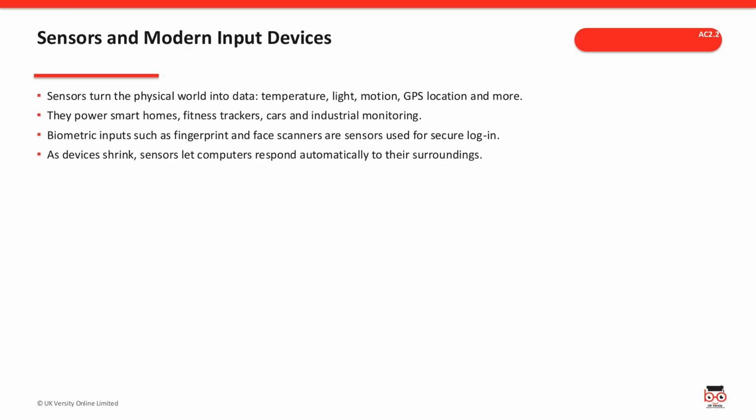Sensors deserve a slide of their own because they're quietly everywhere. They turn the physical world into data, measuring temperature, light, motion, or your GPS location. And they power smart homes, fitness trackers, cars, and industrial monitoring. Biometric inputs like fingerprint and face scanners are really just sensors used for secure login. As devices shrink, sensors let computers notice and respond to their surroundings all on their own.